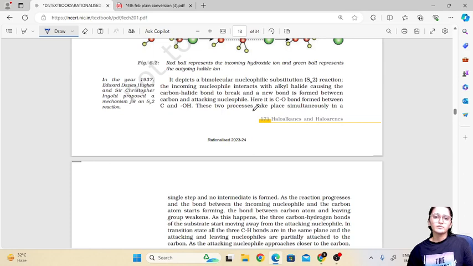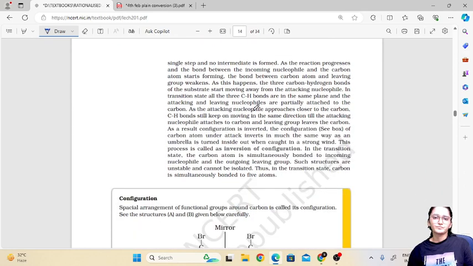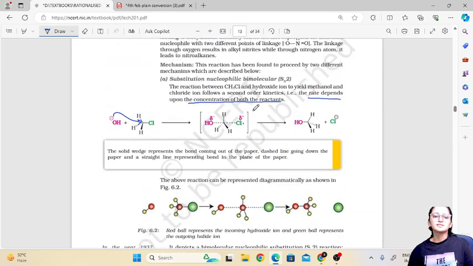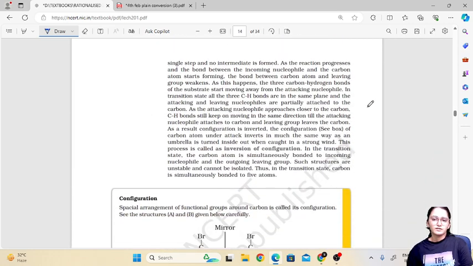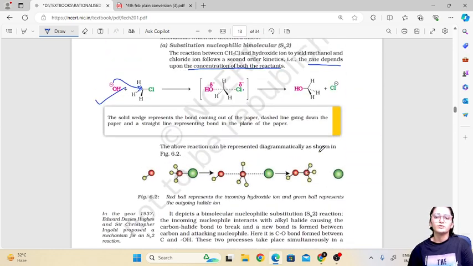Now what are the important points here that you have to remember? That this occurs in a single step. This is a single step through which it occurs. Then one more thing, after carrying out the reaction, stereochemically the process is called inversion of configuration. That I will show you how it happens.